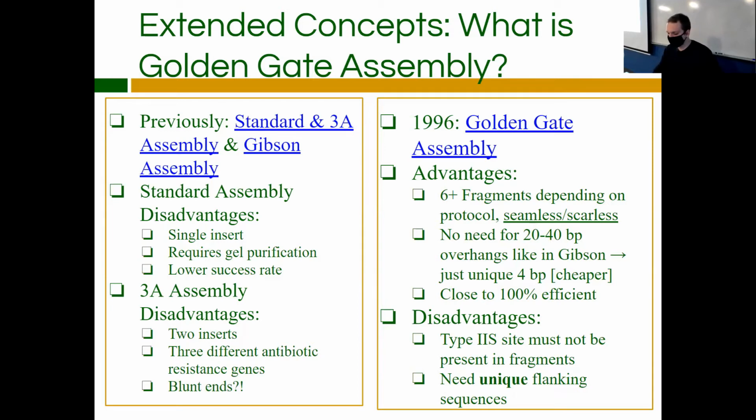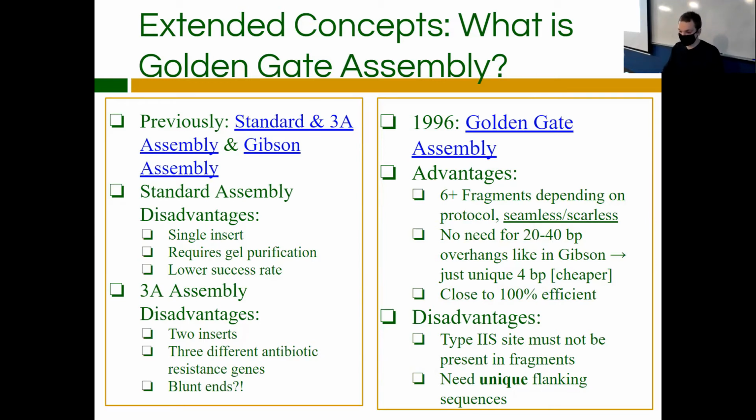And so now we can move back to something that I view as a little bit less complicated than Gibson assembly, and that is Golden Gate assembly. This was discovered in 1996. Some of the advantages of this assembly protocol include the ability, just like Gibson, to ligate 6+ fragments together.